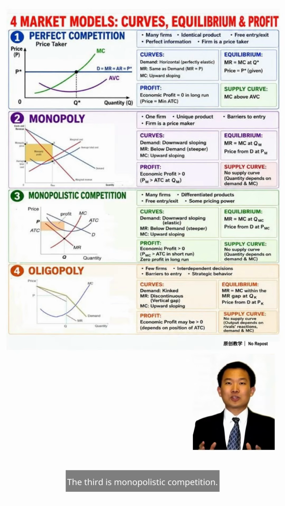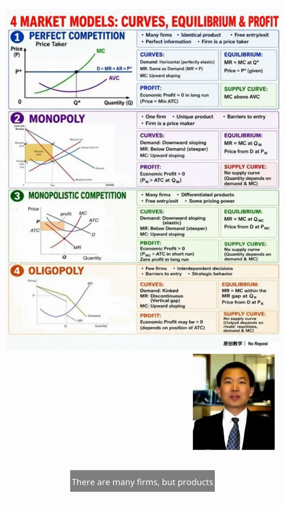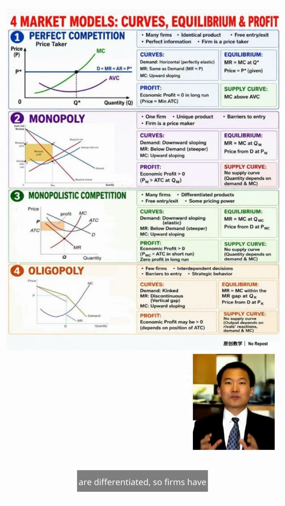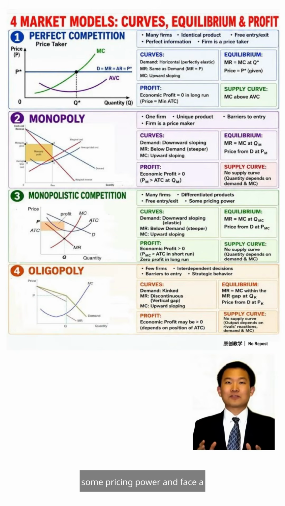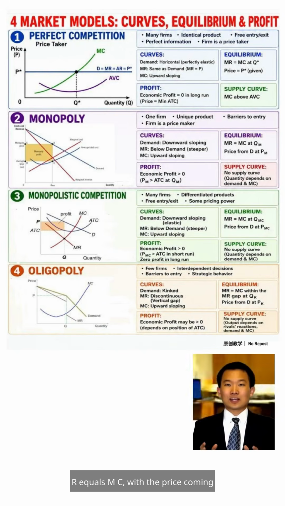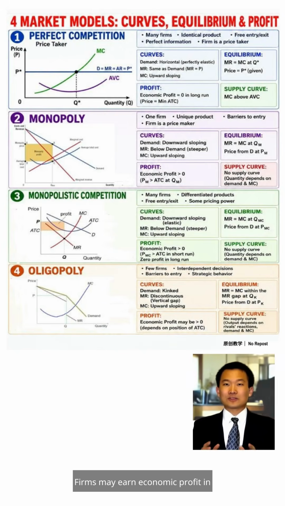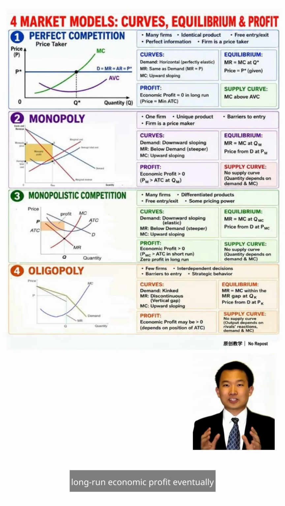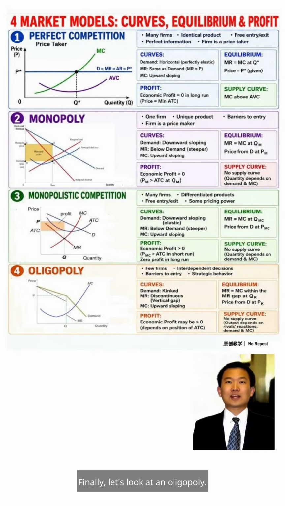The third is monopolistic competition. There are many firms, but products are differentiated, so firms have some pricing power and face a downward sloping demand curve. Equilibrium is also determined by MR equals MC, with the price coming from the demand curve. Firms may earn economic profit in the short run, but as new firms enter, demand decreases and long-run economic profit eventually approaches zero. Finally, let's look at an oligopoly.